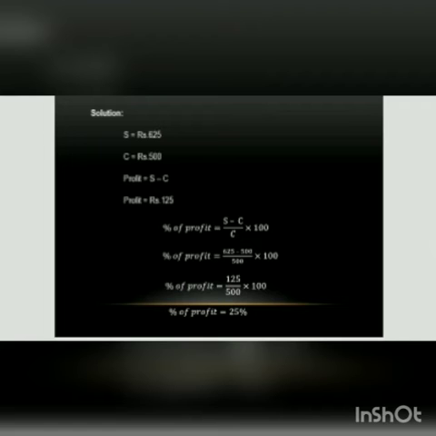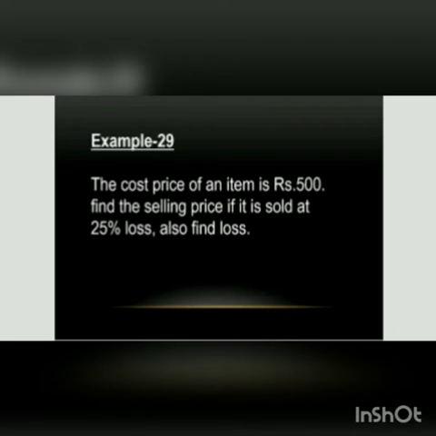Now, when we have to find out the percentage of profit, we will divide the difference of selling price and cost price by the cost price and then multiply it by 100. Means 125 divided by 500 multiplied by 100. The answer comes here 25%.